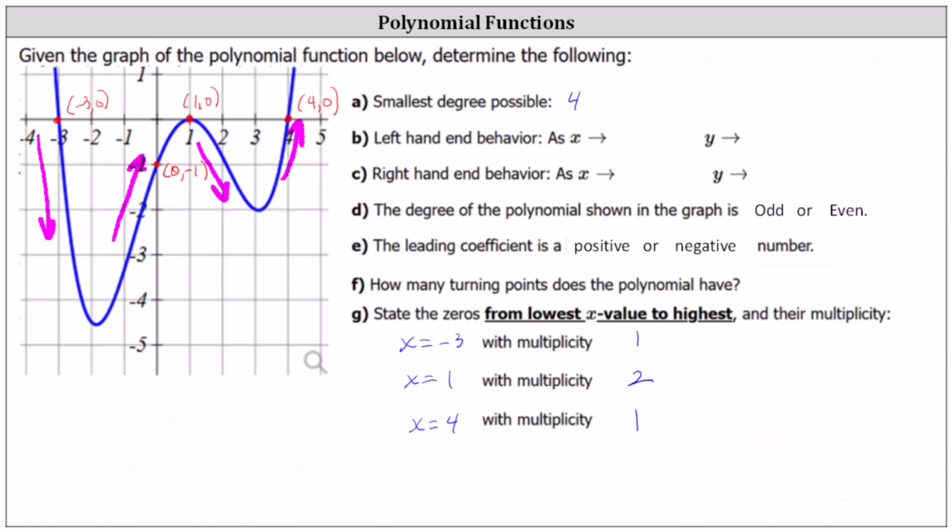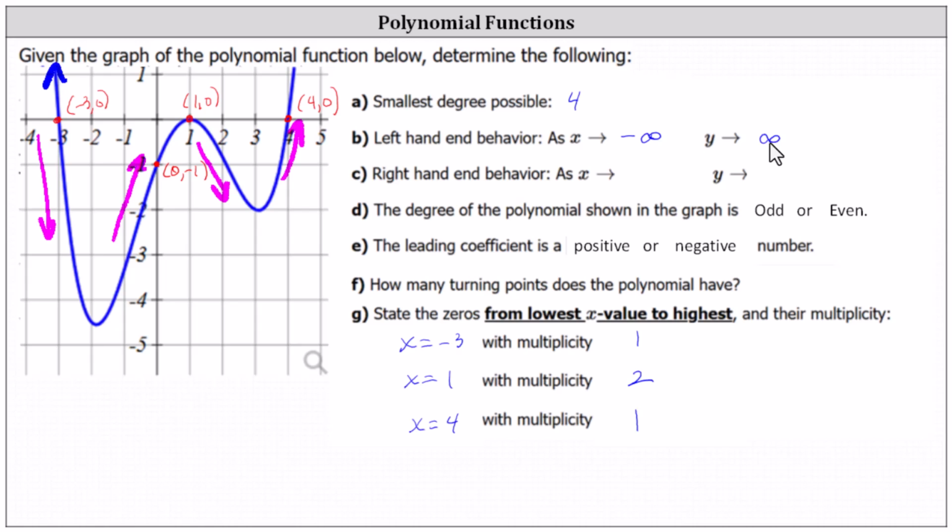The left-hand behavior is, as x approaches negative infinity, what is y or f of x approaching? As x approaches negative infinity, we can think of moving left along the graph. As we move left, notice the graph goes up, which indicates y, or the function values, increase without bound and approach positive infinity. The left-hand behavior is, as x approaches negative infinity, y approaches positive infinity.